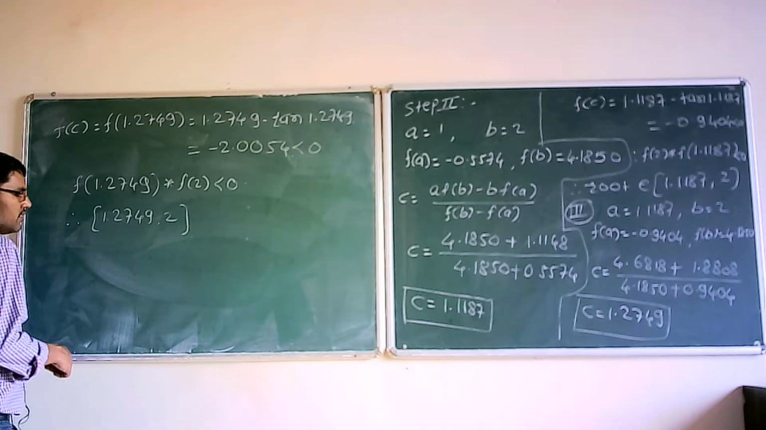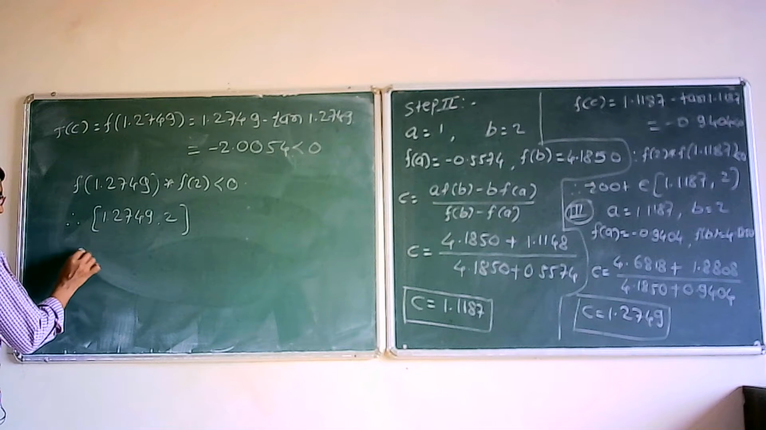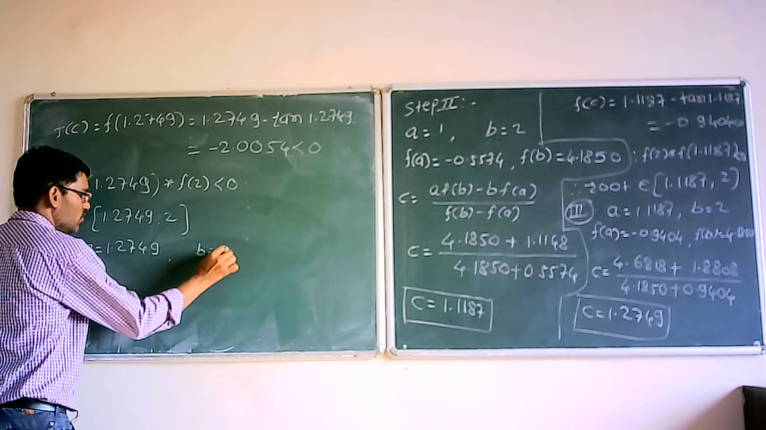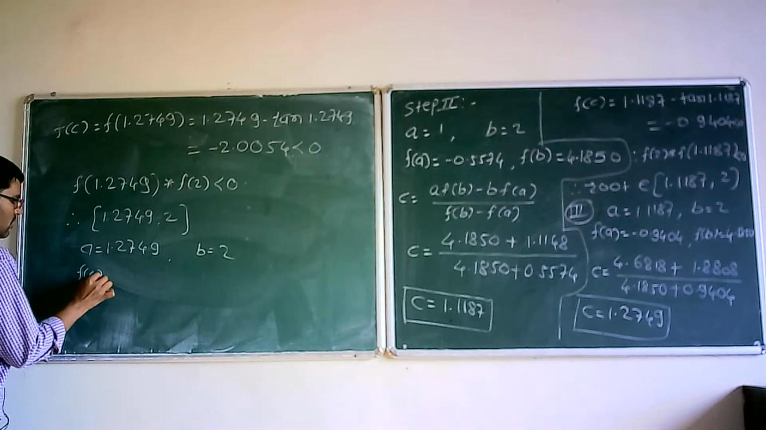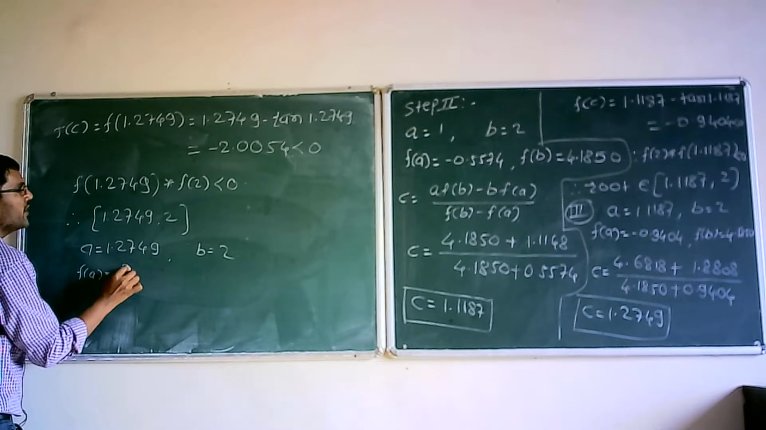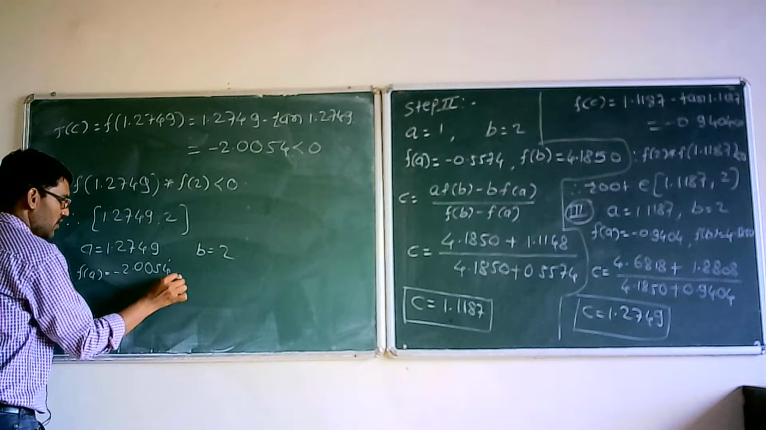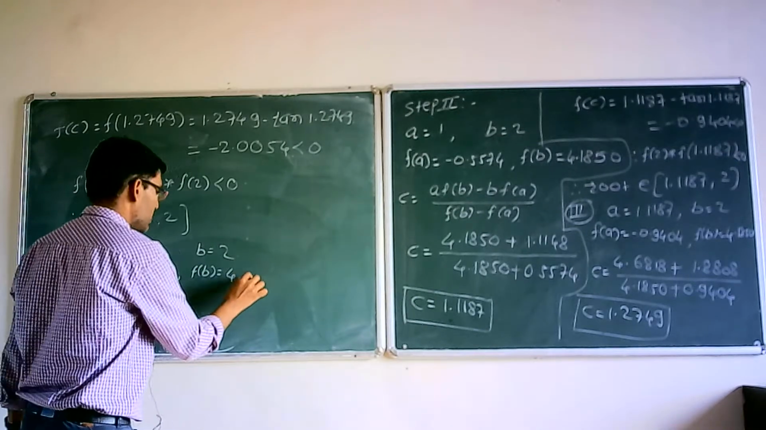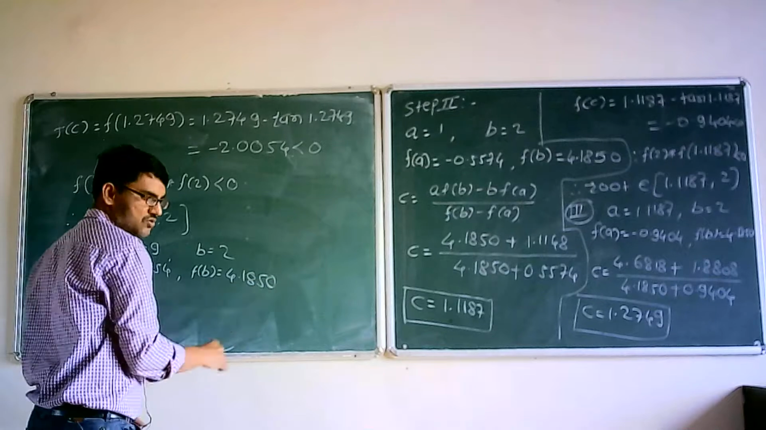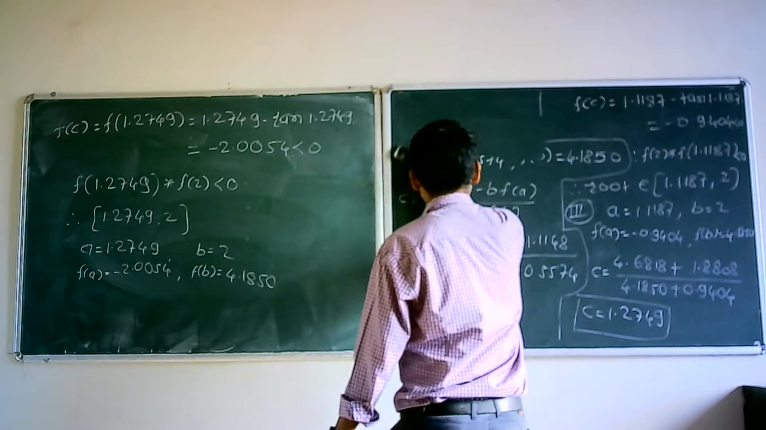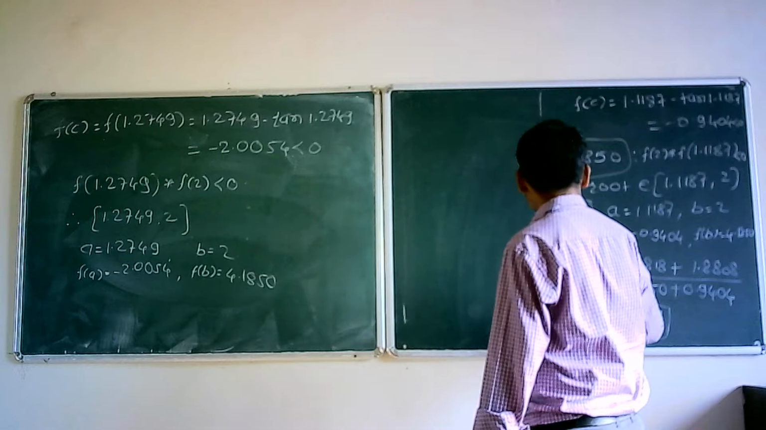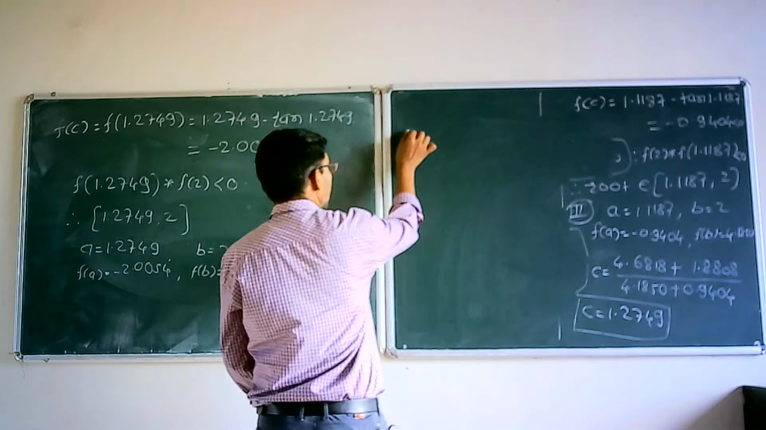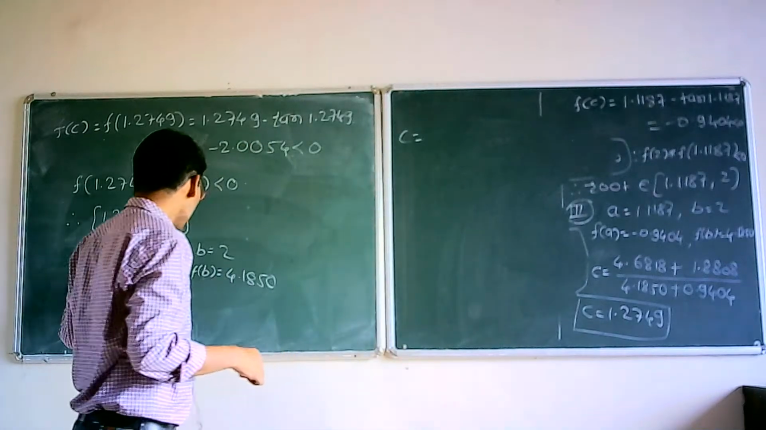Every time you observe, our interval length is decreasing. So again here we can say A is 1.2749 and B is 2. f of A is minus 2.0054, and f of B is 4.1850. Next, find the value of C. We know the formula for C: C is A f of B minus B f of A, divided by f of B minus f of A.